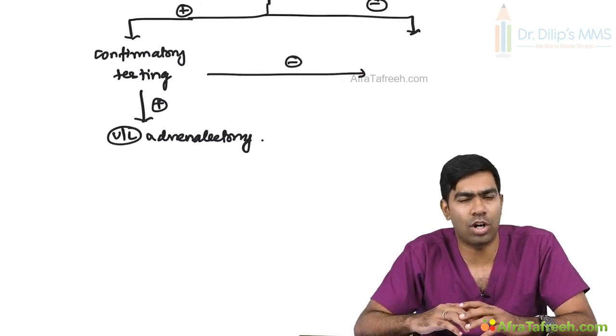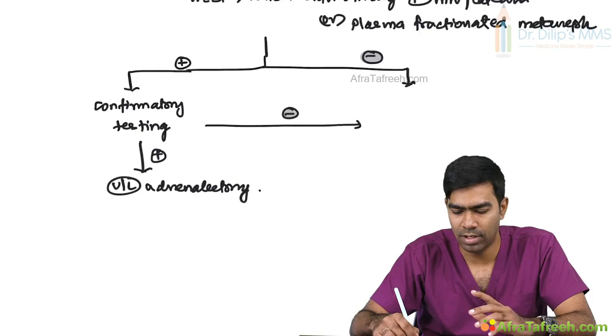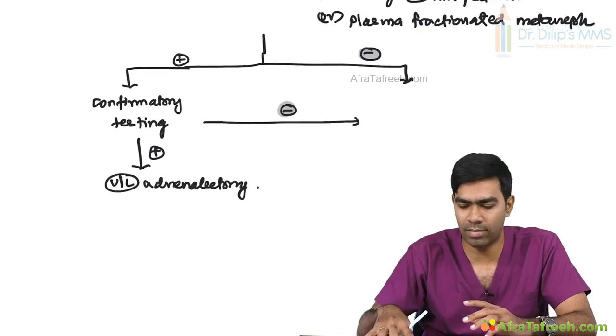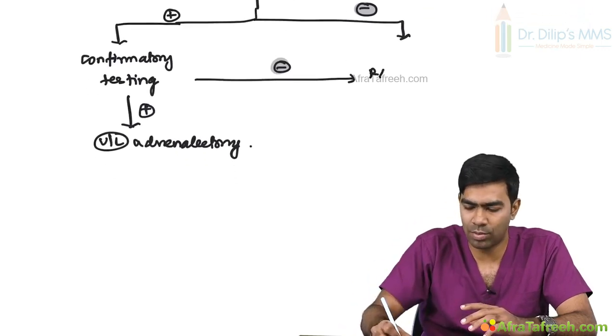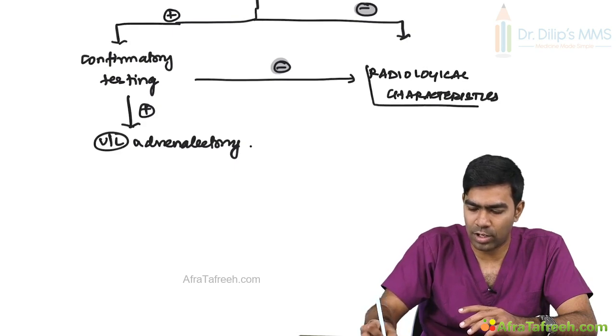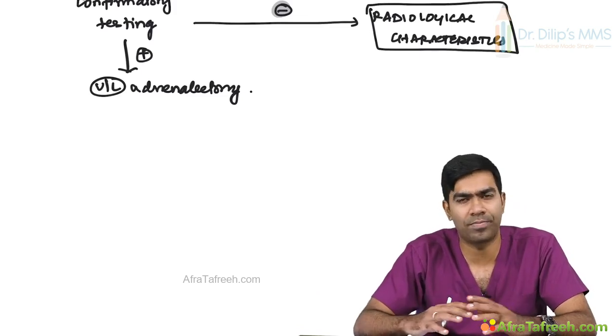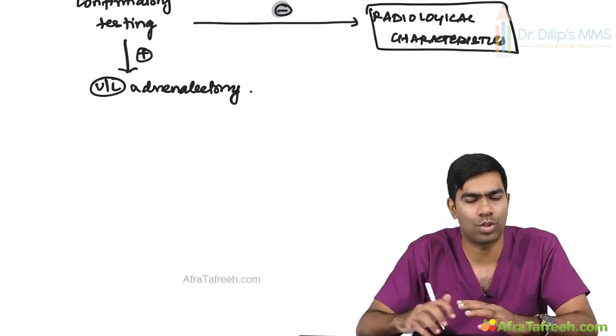If the patient is not showing any positive biochemistry, which means they are negative at the screening test itself, or the confirmatory test is showing negative, then in this setting you have to rule out a malignancy, so you have to see the radiological characteristics. So what are the radiological characteristics that we'll be looking out for? Obviously I'll be looking at density and I'll be looking at the washout.